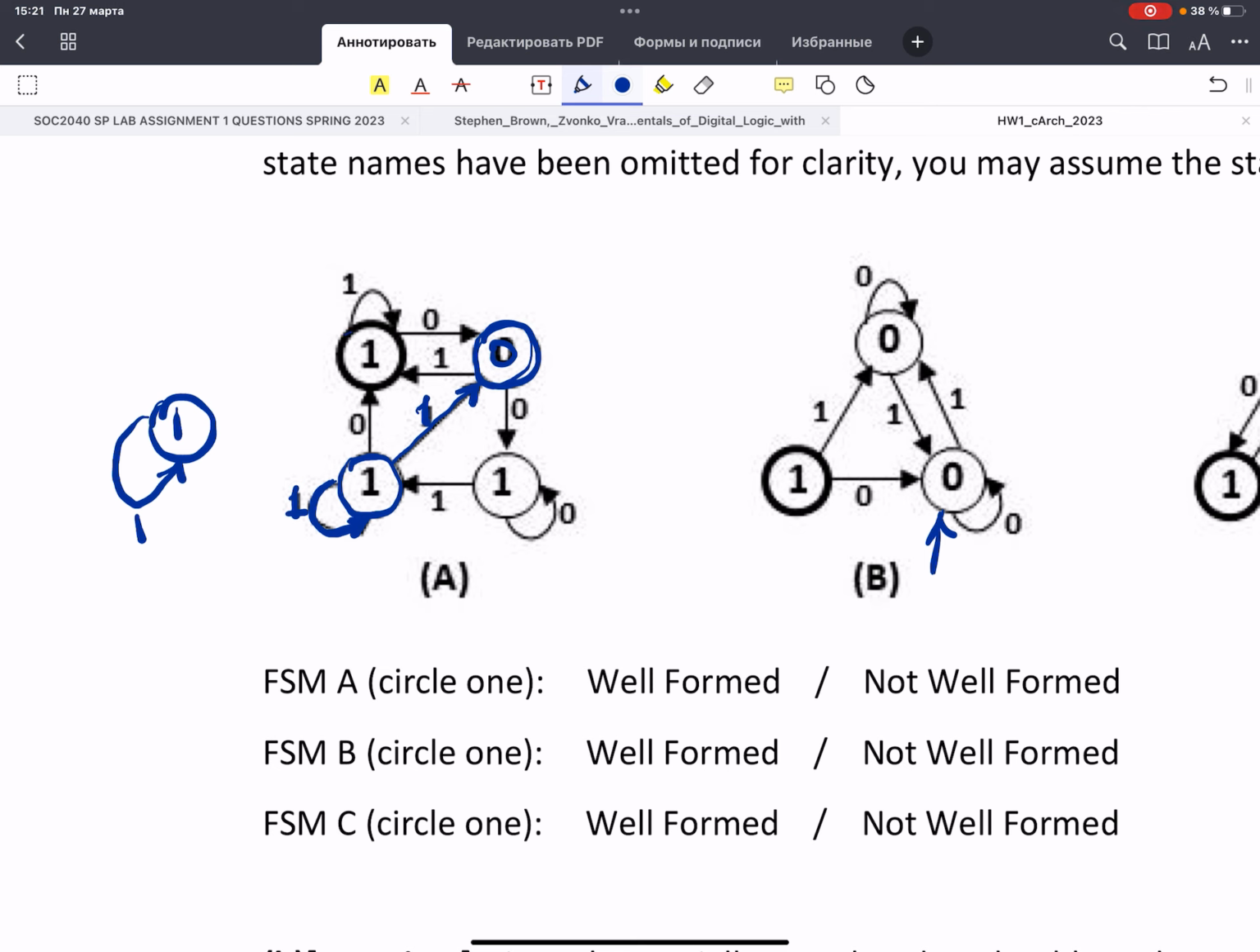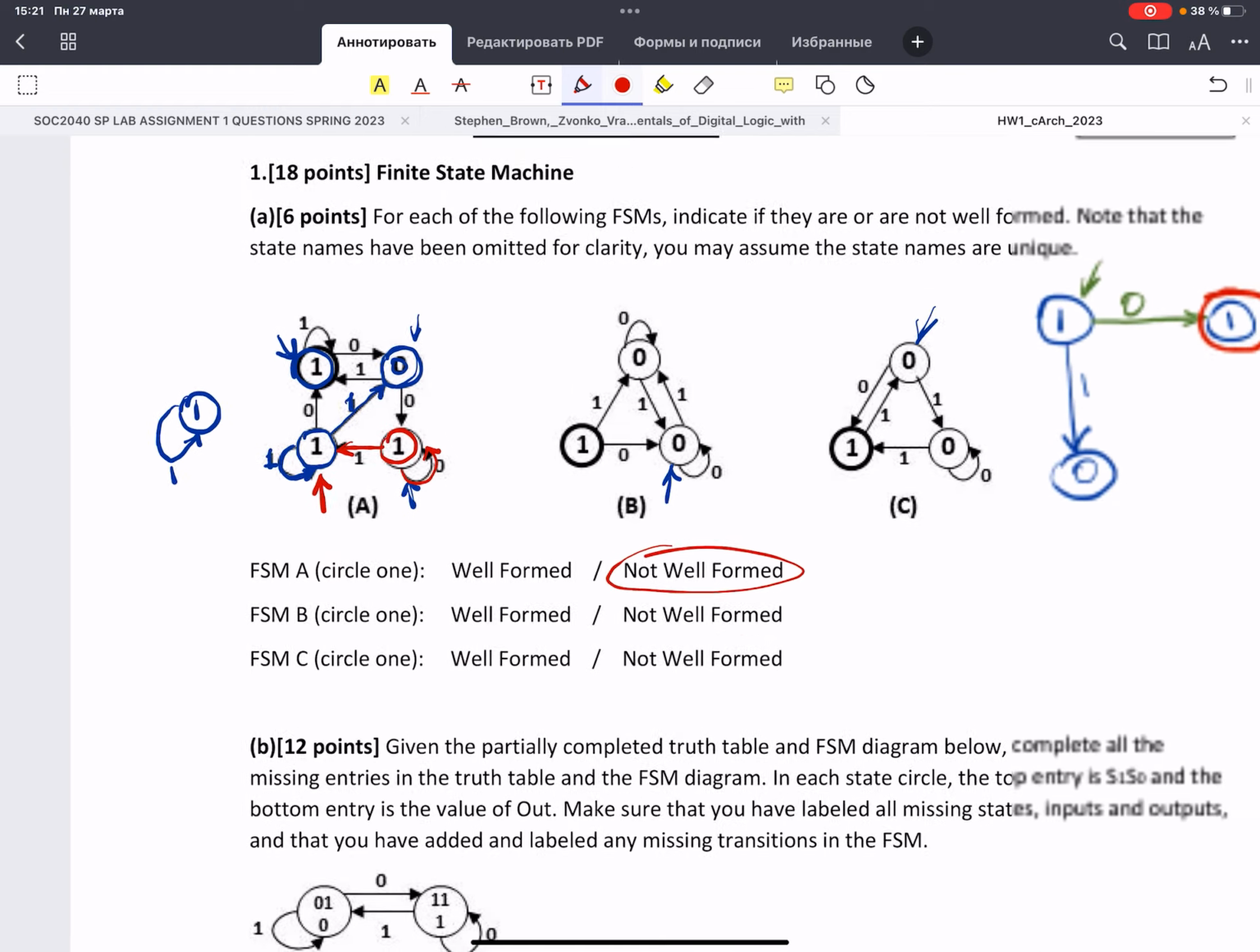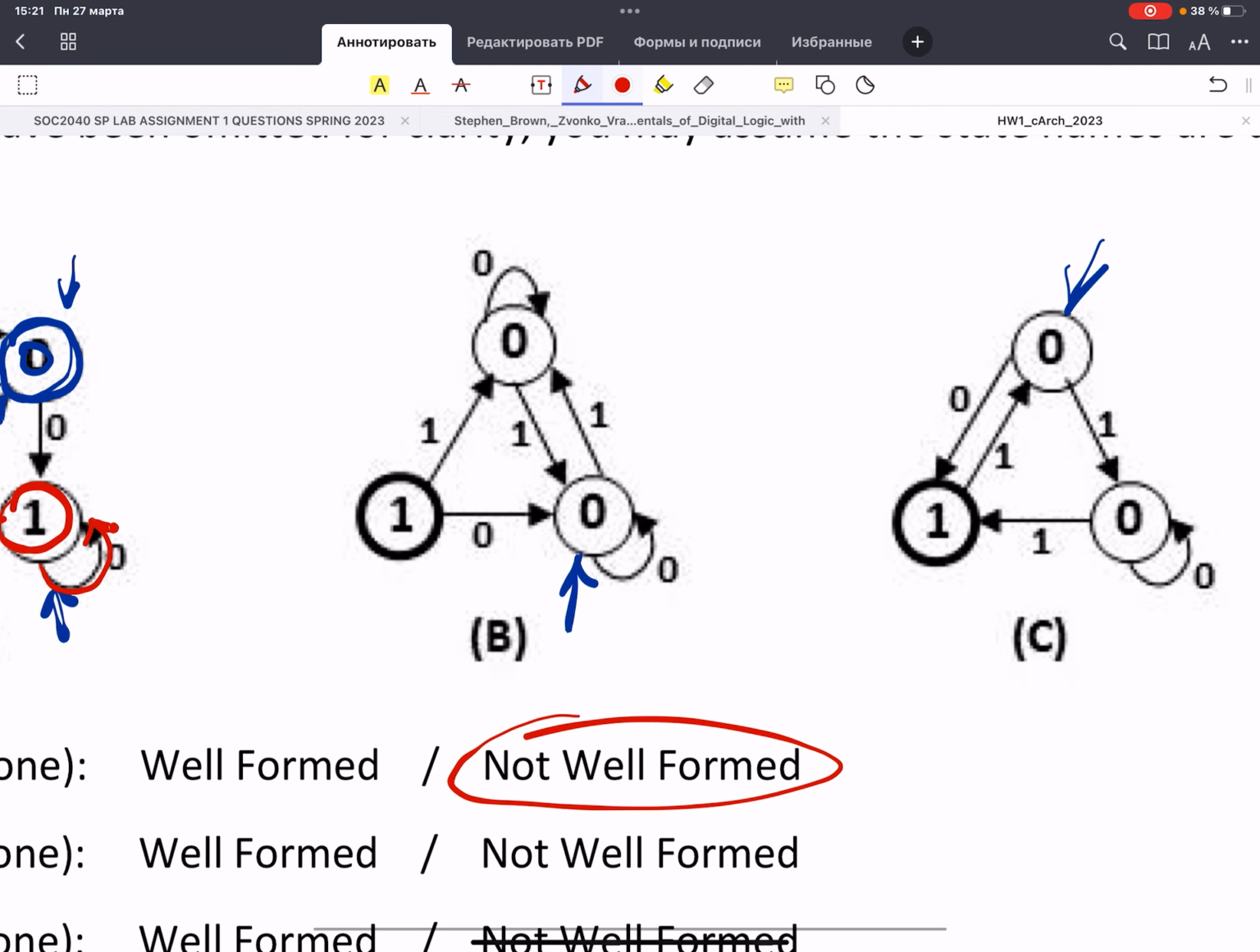Although this state and other states follow the uniqueness rule, for example, let's analyze this one: if it's 0, it's a loop; if it's 1, the next state. So everything is perfect. But again, this state breaks the uniqueness rule, so that's why we say this is not well formed.